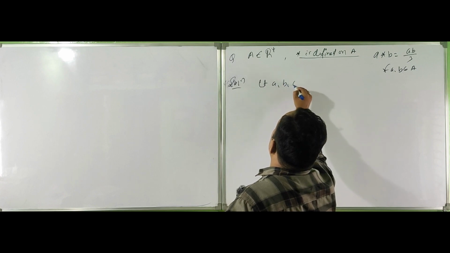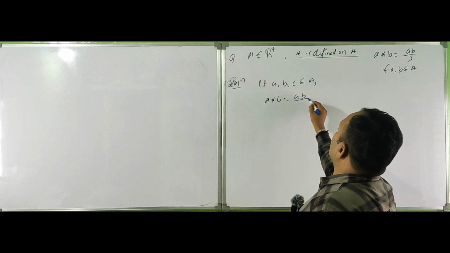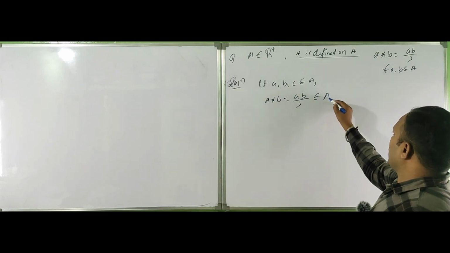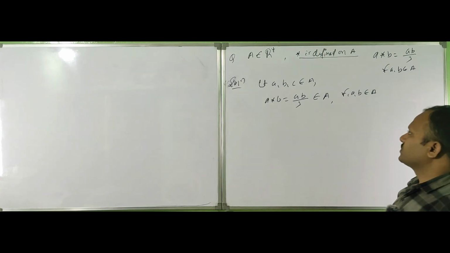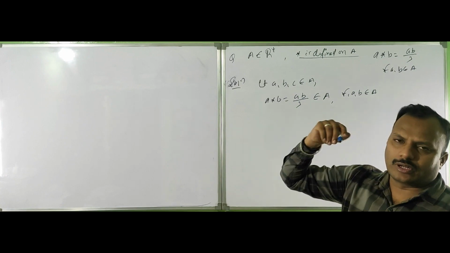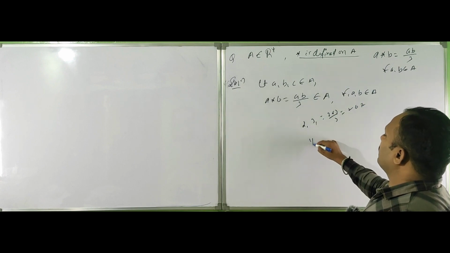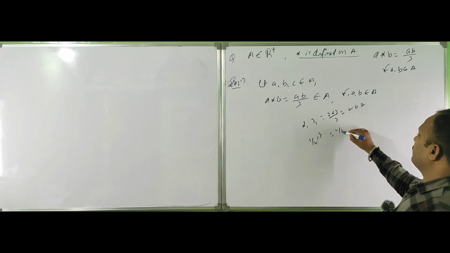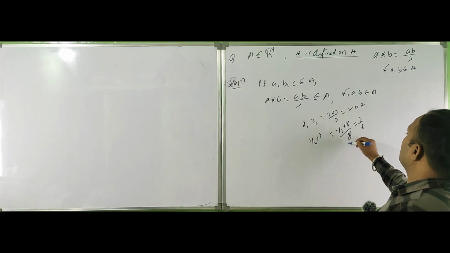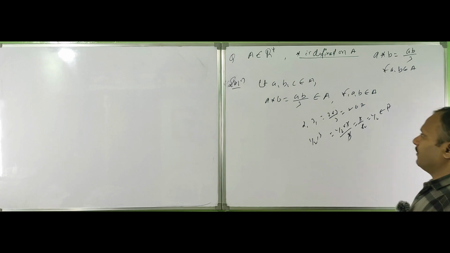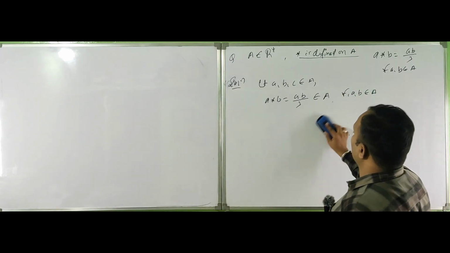Let A, B, C belong to A. Now, A star B is equal to AB by 3, which belongs to A for all A, B belongs to A. First, closure: because A is any positive number, the positive number divided by 3 belongs to A. If you take 2 and 3, you get 2 into 3 by 3 is equal to 2, which belongs to A. You can take 1 by 2 into 3 by 2, this becomes 3 by 6, the 3 gets cancelled, and 1 by 2 belongs to A. What it means is that any positive real number belongs to A. You need not show this example in the board exam, it is just for understanding.